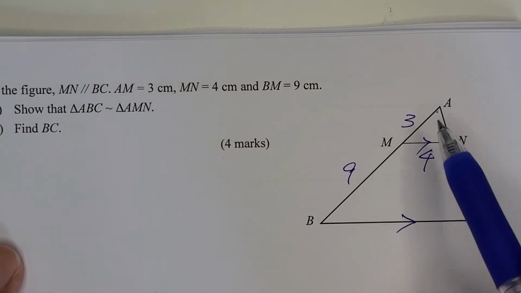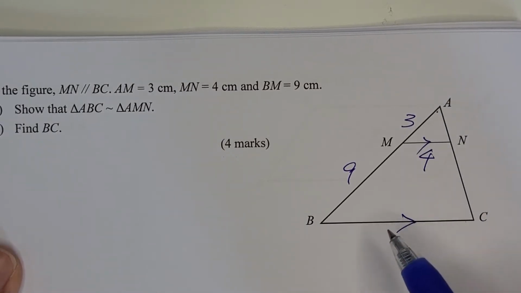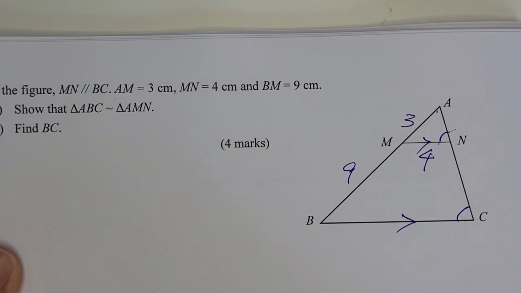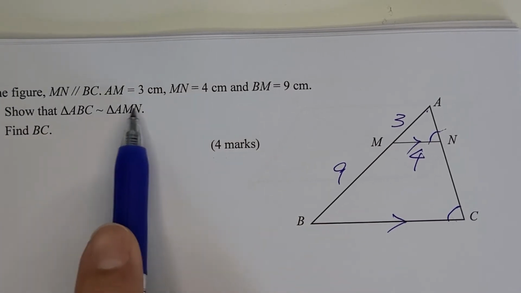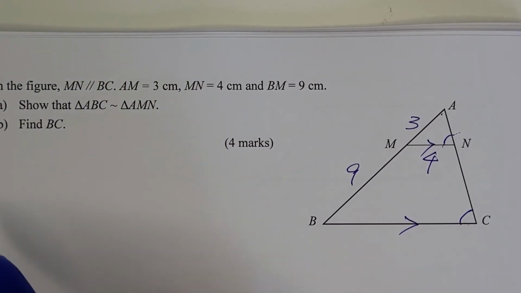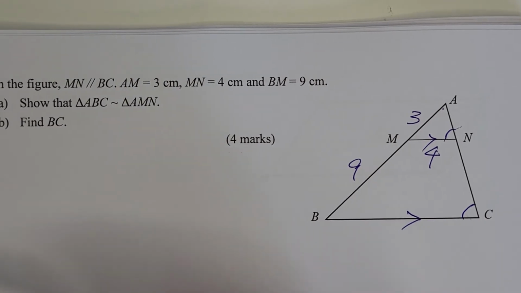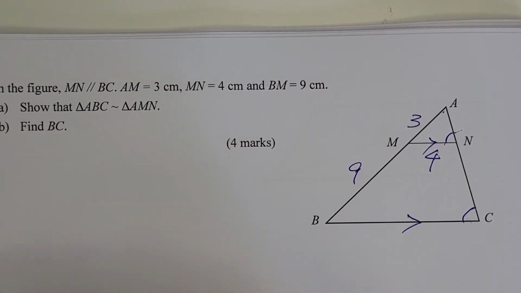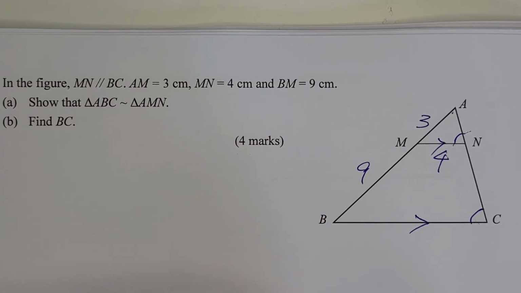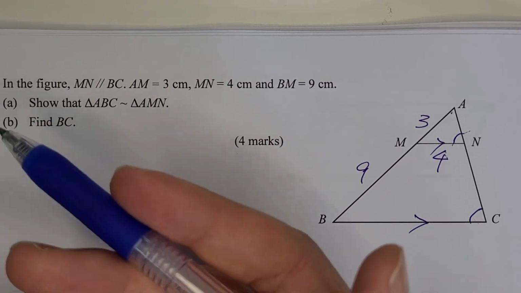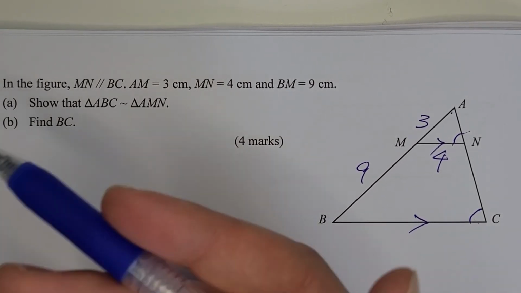Quite straightforward, because when you know these two straight lines are parallel, that means these two angles are equal. Corresponding angles, MN parallel to BC. Also, they share the same angle A, common angle. So you just need to prove 2 pairs of angles are equal, then you can say they are similar. Similar triangles means they are the same shape but different size. They maybe have the same size, we don't know, but at least they have the same shape.